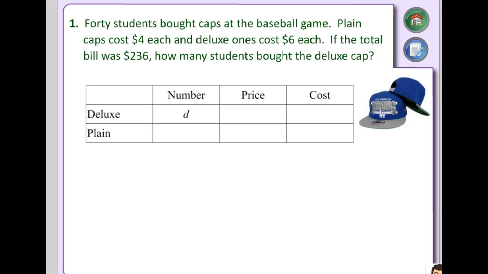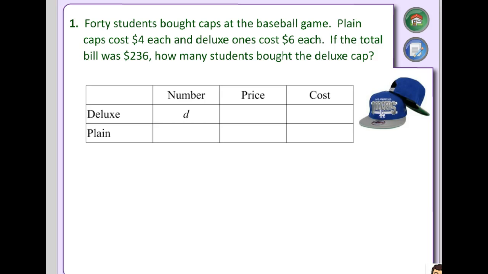It says 40 students bought caps at the baseball game. Plain caps cost $4 each, and deluxe ones cost $6 each. If the total bill was $236, how many students bought the deluxe cap?